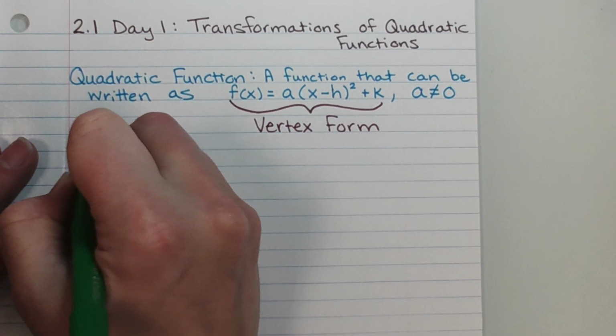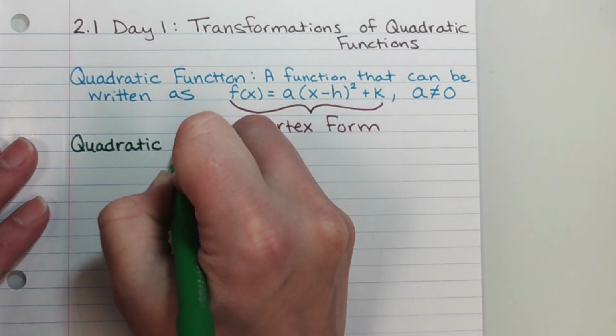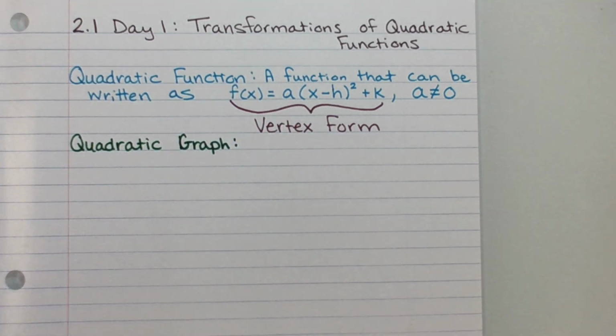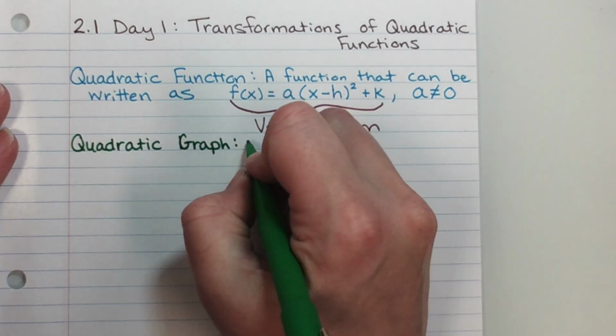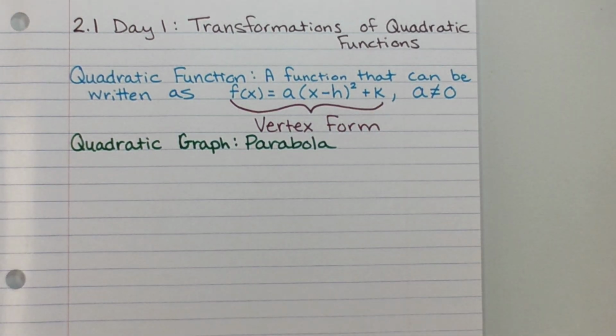Now, before we get to our examples that we're going to do today, what do you know about a quadratic graph? It's known as a parabola. In other words, it has what shape? It's the shape of a U.